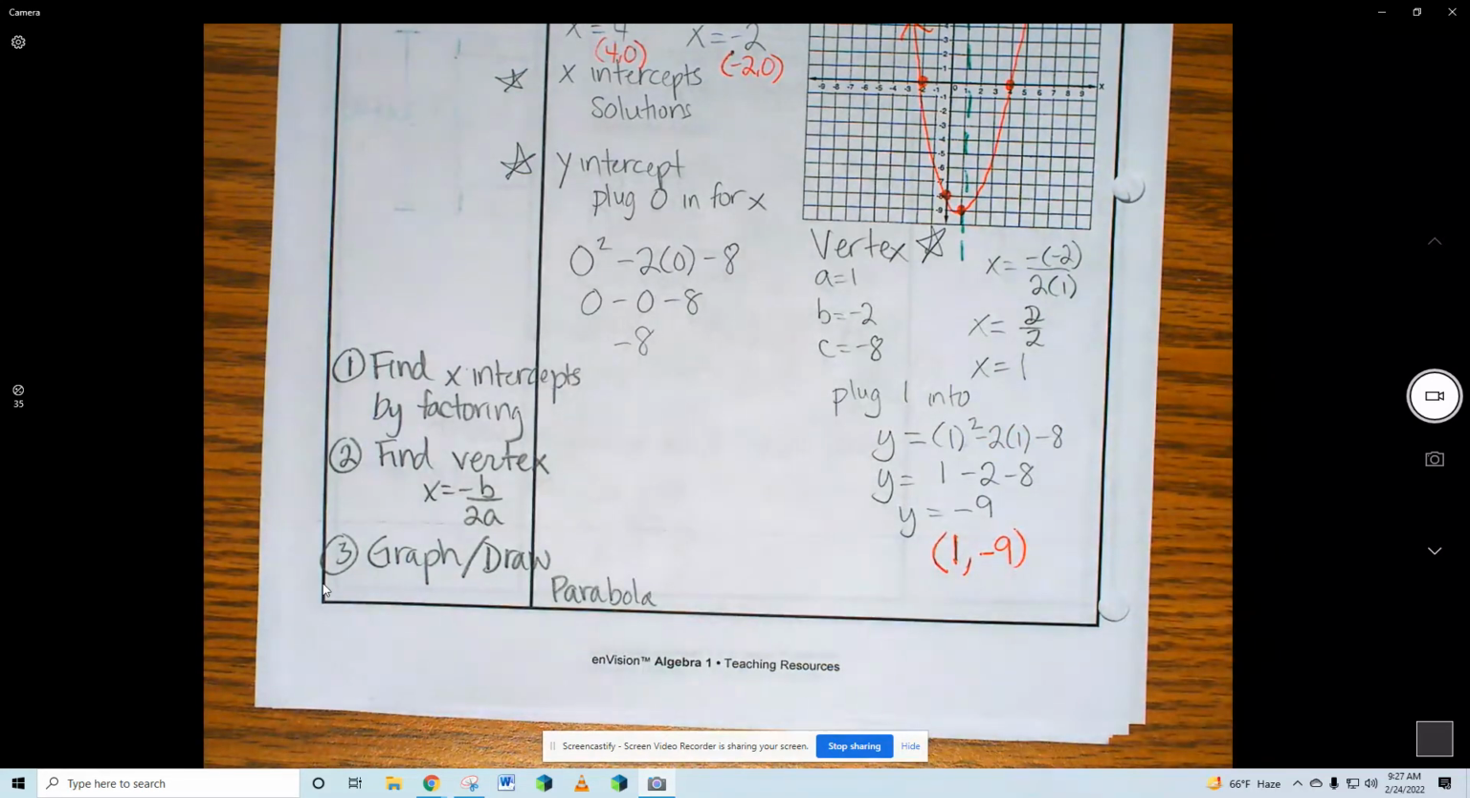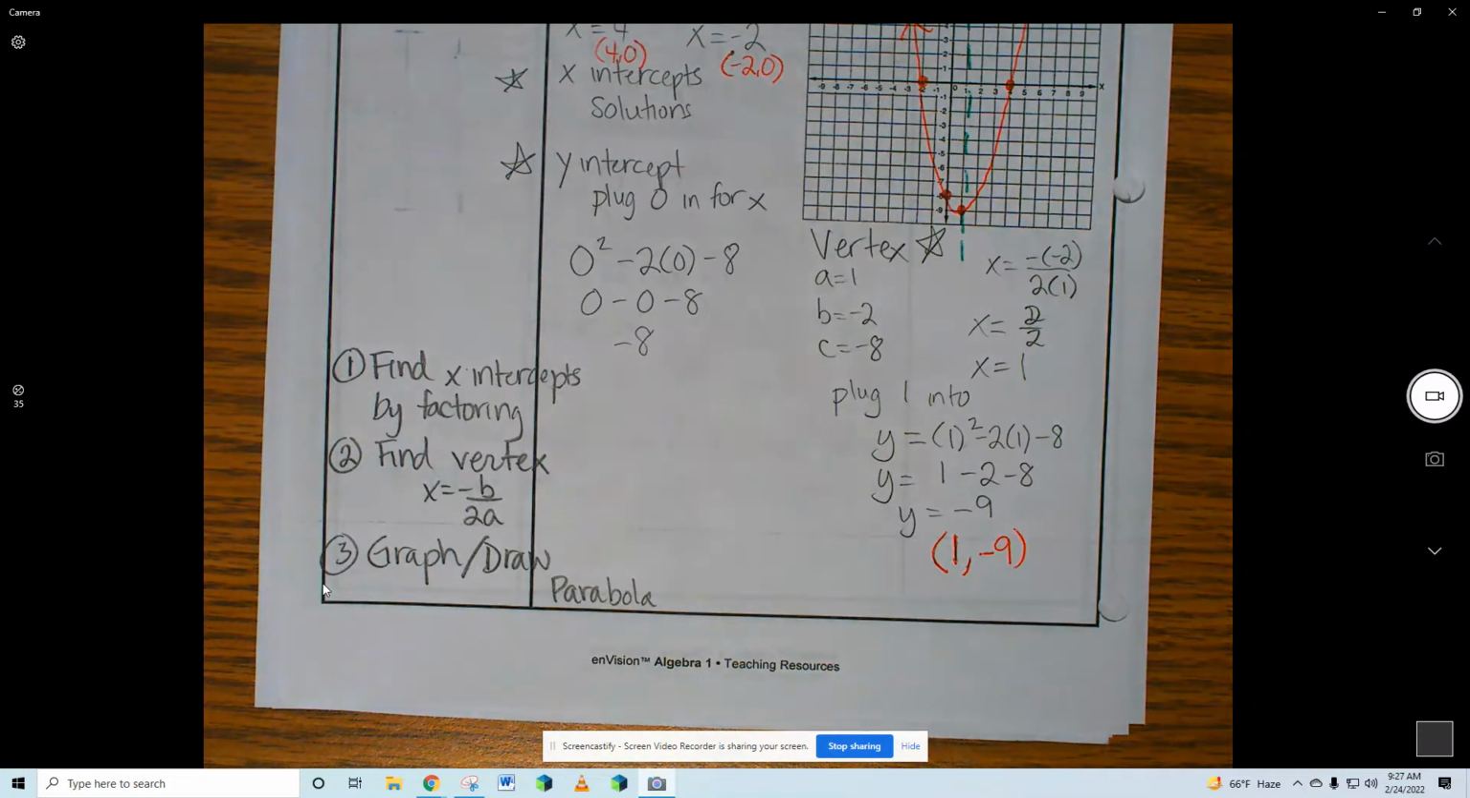So I'm not using a table of values on this. I'm going to find the x-intercepts. I'm going to find the vertex. I really don't have to find the y-intercept unless you want to do that. So these are the important things that I want us to do for now. Okay?